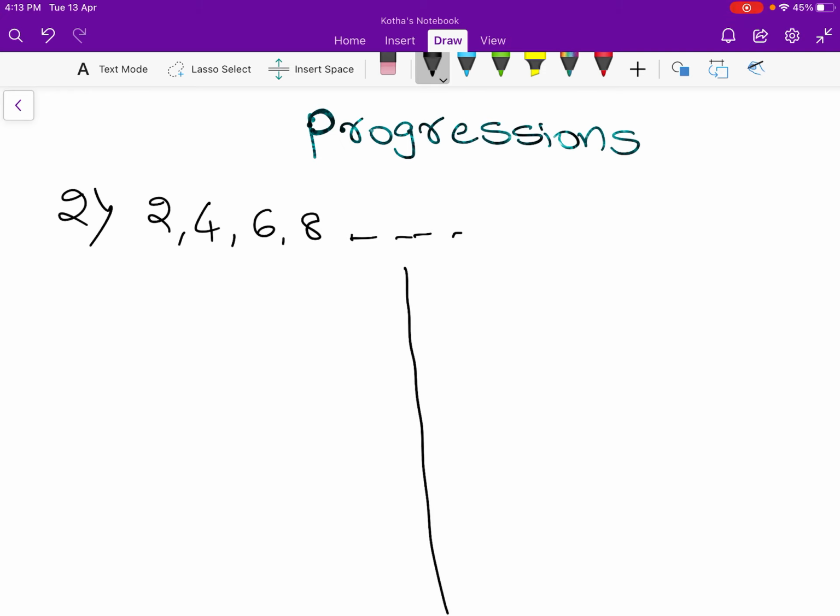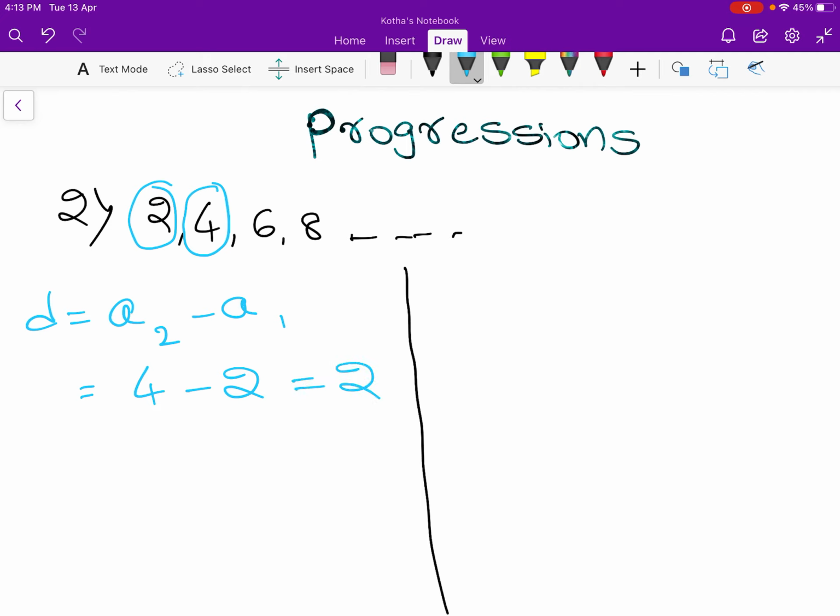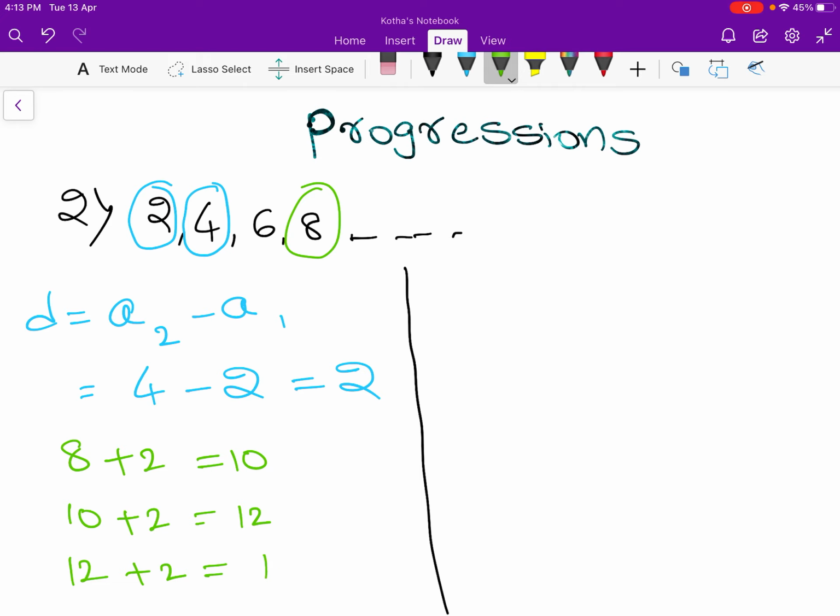So the first method, as usual, second term minus first term, that is nothing but common difference. D equals second term minus first term. Second term is 4 minus first term is 2. So 4 minus 2 is nothing but 2. Now this answer 2, you need to keep on adding to the last number. 8 is the last number. So for 8, add 2, we will get 10. Again for this answer 10, add 2, we will get 12. Again for the 12, add 2, we will get 14. So how many you want, you can continue like this.